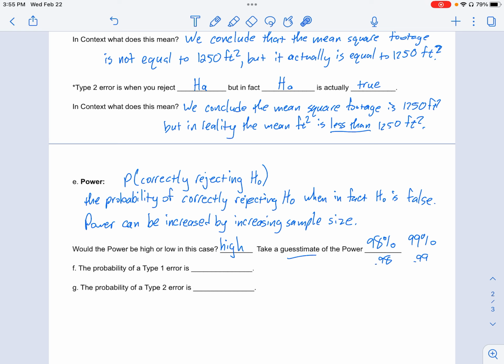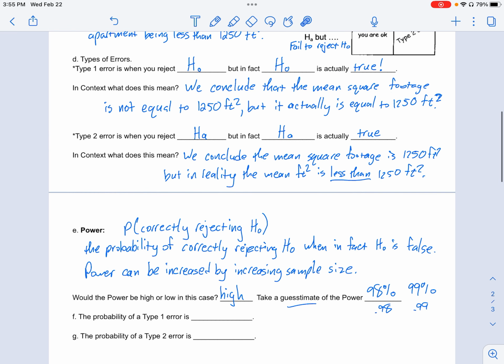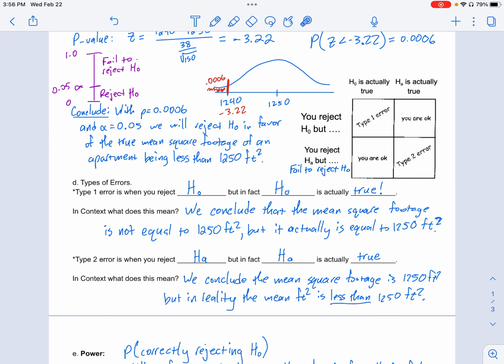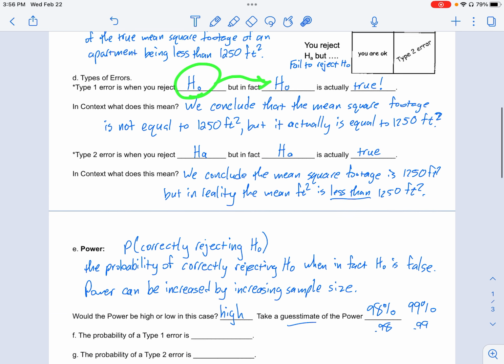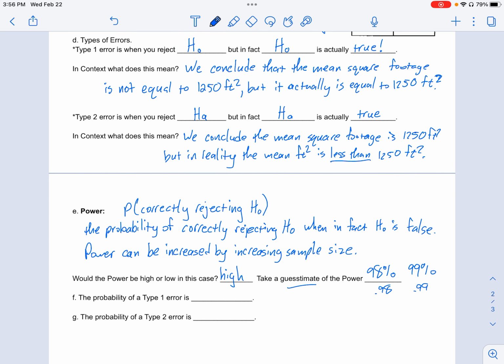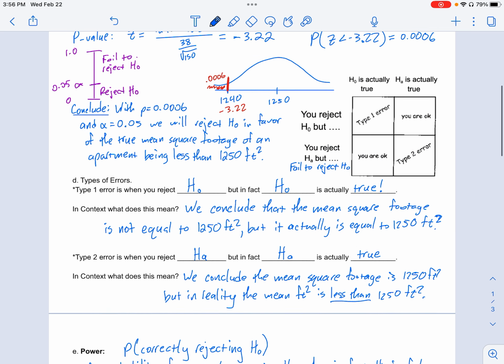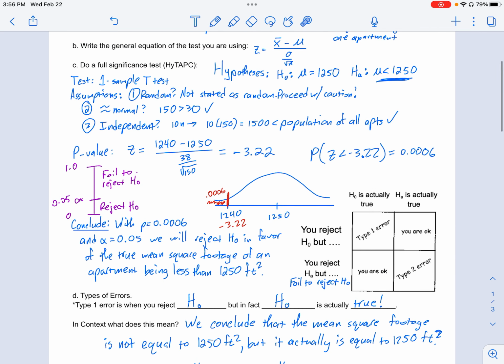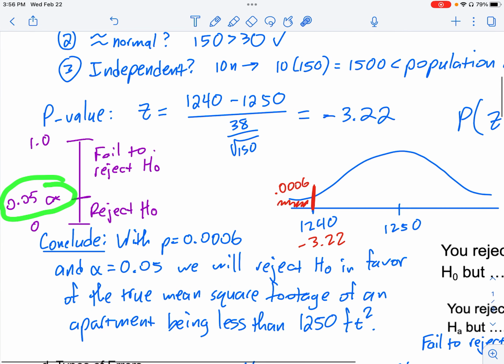Letter F. The probability of a type 1 error. Type 1, what is that again? Is when you reject the null hypothesis, but in fact the null is true. Okay? The probability that happens is equal to alpha. What was alpha again? Alpha is that number that is given to you, and it's the cutoff, okay?